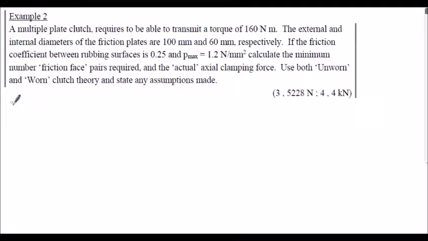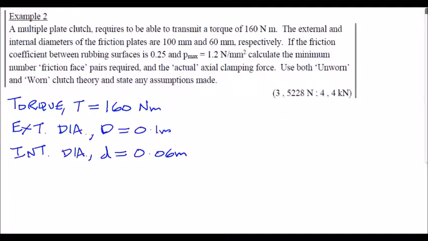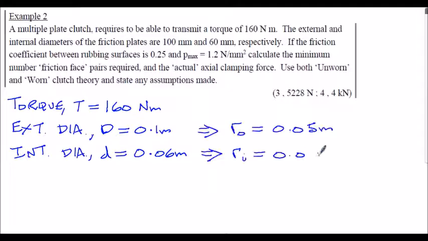So we've got a torque given this time. So torque, that's given as 160 Newton meters. We've got the diameters again, the external, I can just write them down. So external diameter, internal diameter. And again, we will need the radii for those. So let's go and work that out now. We need to get the diameters in terms of meters, and then it's the radius we really want. So just lay it down.